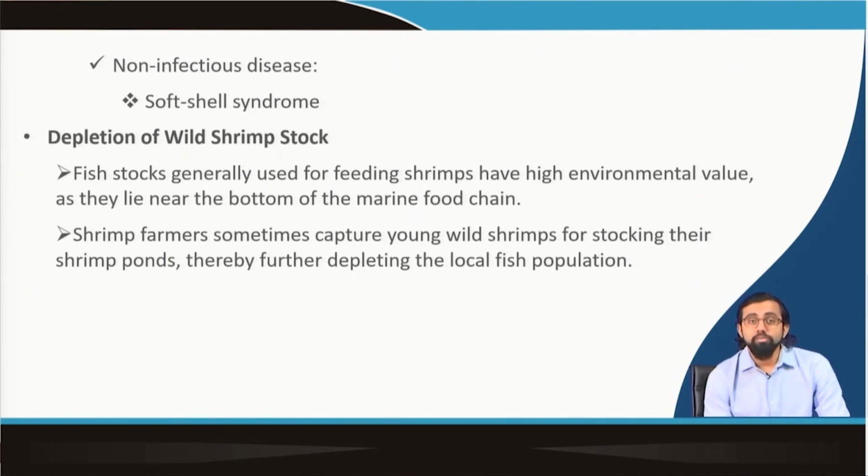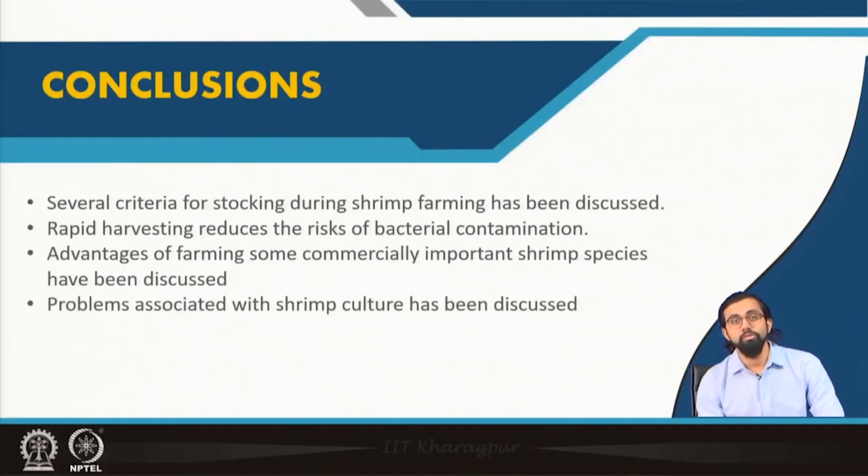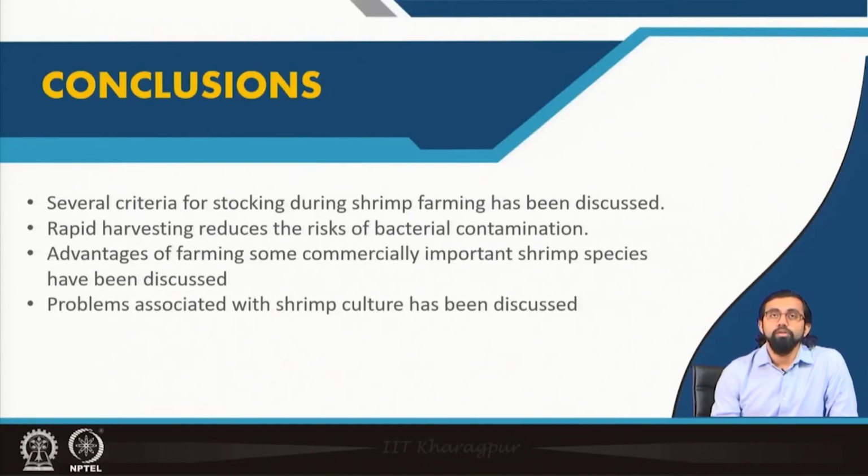Depletion of wild shrimp stock. The fish stocks generally used for feeding the shrimps have very high environmental value, as they lie near the bottom of the marine food chain. Shrimp farmers sometimes capture these young wild shrimps for stocking their shrimp ponds, thereby further depleting the local fish population. That is the reason why we witness this depletion of wild shrimp stocks all over the world right now.